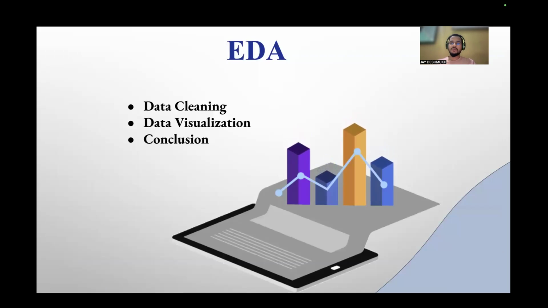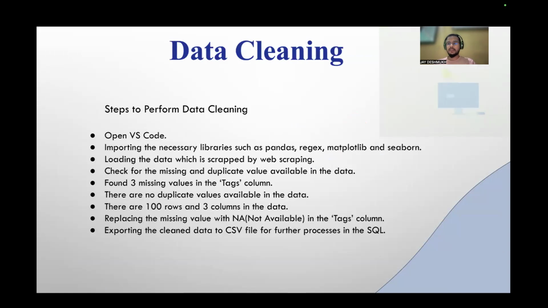So in EDA, we perform data cleaning, data visualization and conversion. In the data cleaning part, we searched for the duplicate and missing values and all. We found that there are three missing values. We replaced them with NA and then performed the further steps.